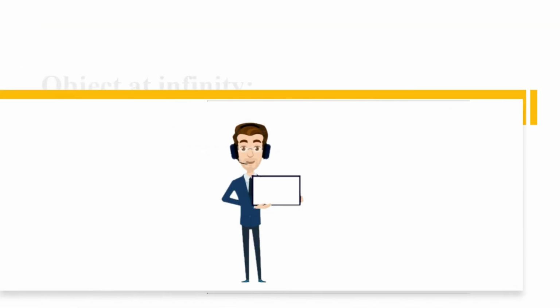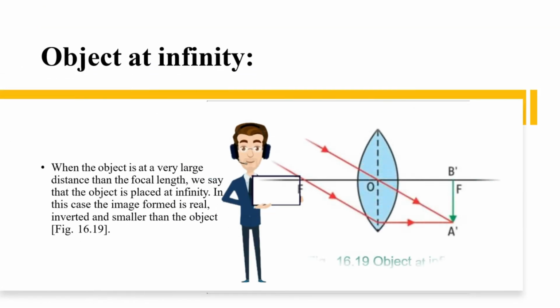Object at infinity. When the object is at a very large distance compared to the focal length, we say that the object is placed at infinity. In this case the image formed is real, inverted and smaller than the object, figure 16.19.